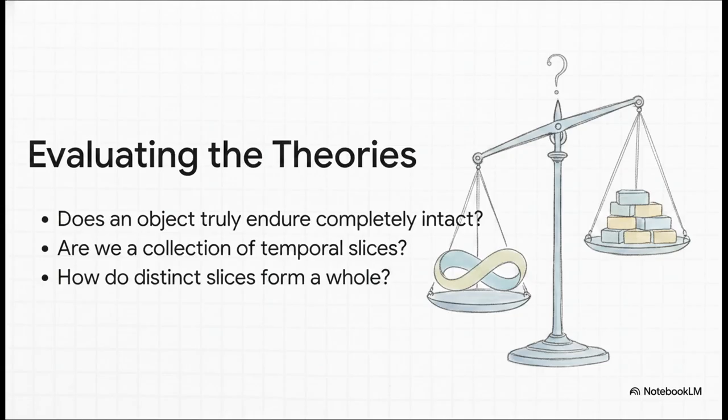But on the flip side, if we stick to the endurance theory, we're stuck trying to explain how a single, enduring object can hold totally contradictory properties over its lifetime. How do the pieces actually connect? Are the transitions seamless, or are we just hopping from one temporal reality to the next?